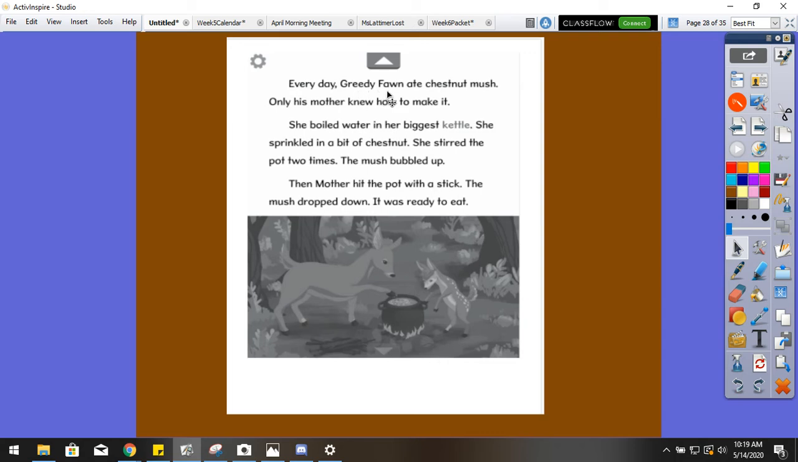Every day, Greedy Fawn ate chestnut mush. Only his mother knew how to make it. She boiled water in her biggest kettle. That's the big pot down here. She sprinkled in a bit of chestnut. She stirred the pot 2 times. The mush bubbled up. Then Mother hit the pot with a stick. The mush dropped down. It was ready to eat.